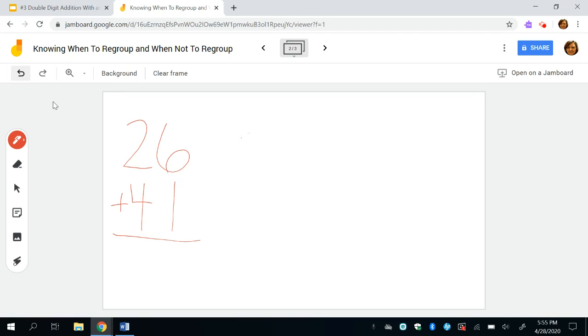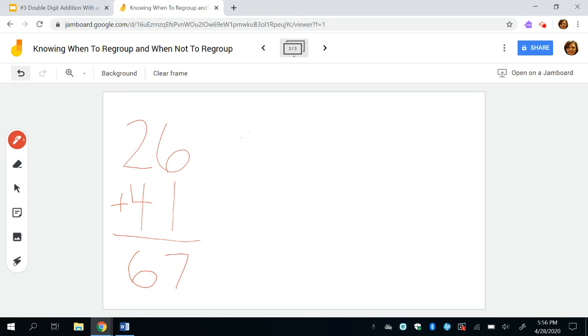26 plus 41. When I look at the ones column, I know that there is a 6 and a 1. So I'm going to add the ones column first. 6 plus 1 is 7. And then I'm going to add the tens column. 2 plus 4 is 6. I know my answer is 67.